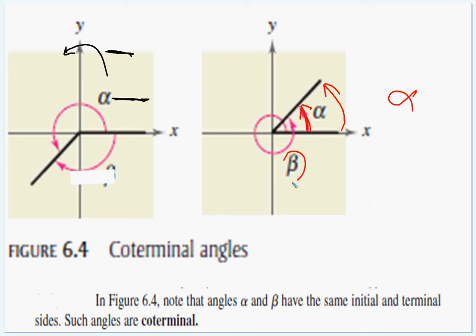And then this is Greek letter beta. Angle beta also started here on the same initial side, but we went all the way around, did another lap around before we stopped at the terminal side. So angles alpha and beta are going to be coterminal angles.